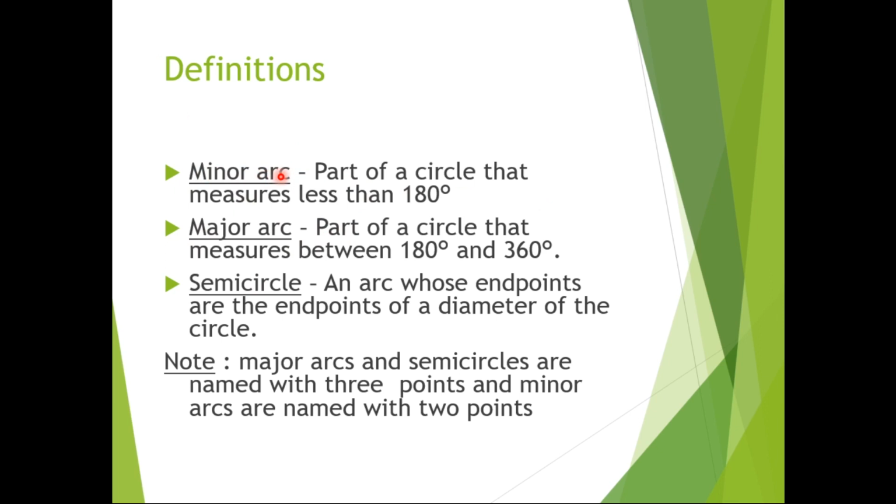So, mayroon kang minor arc that is part of a circle that measures less than 180 degrees. While sa major arc, part of a circle that measures between 180 degrees and 360 degrees, or more than 180 but less than 360 degrees. And semicircle, an arc whose endpoints are the endpoints of a diameter of the circle. And it measures 180 degrees.